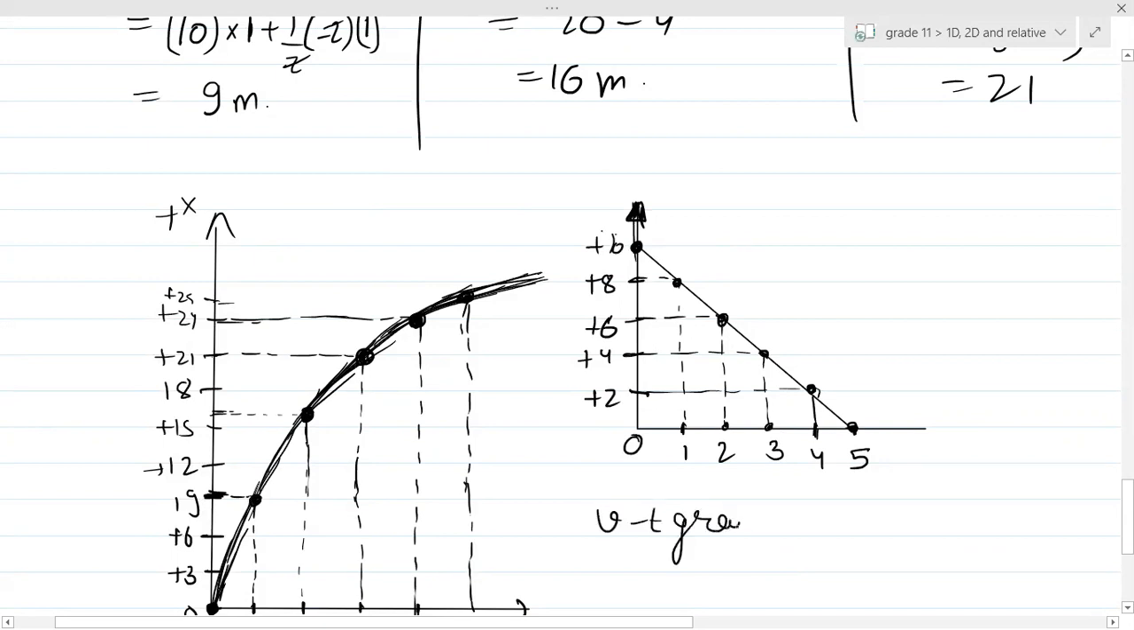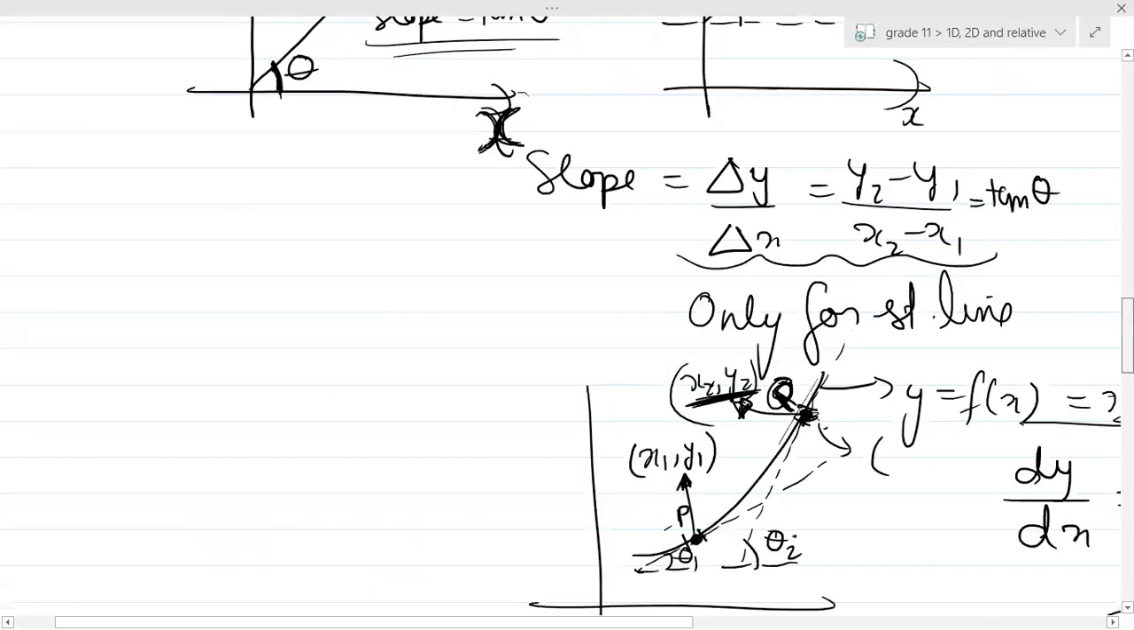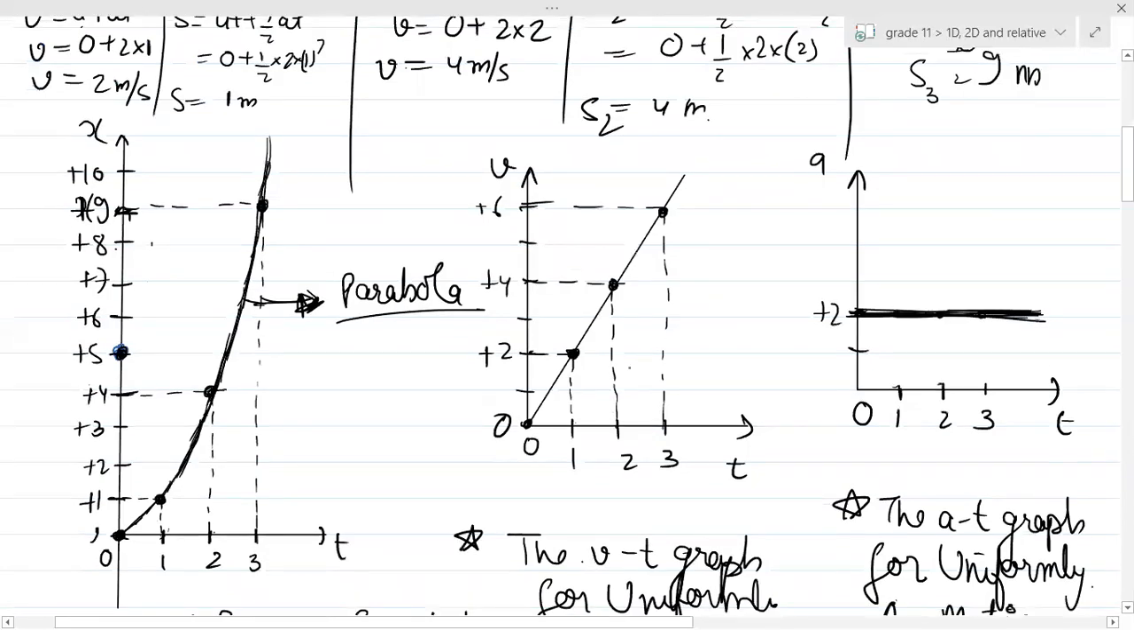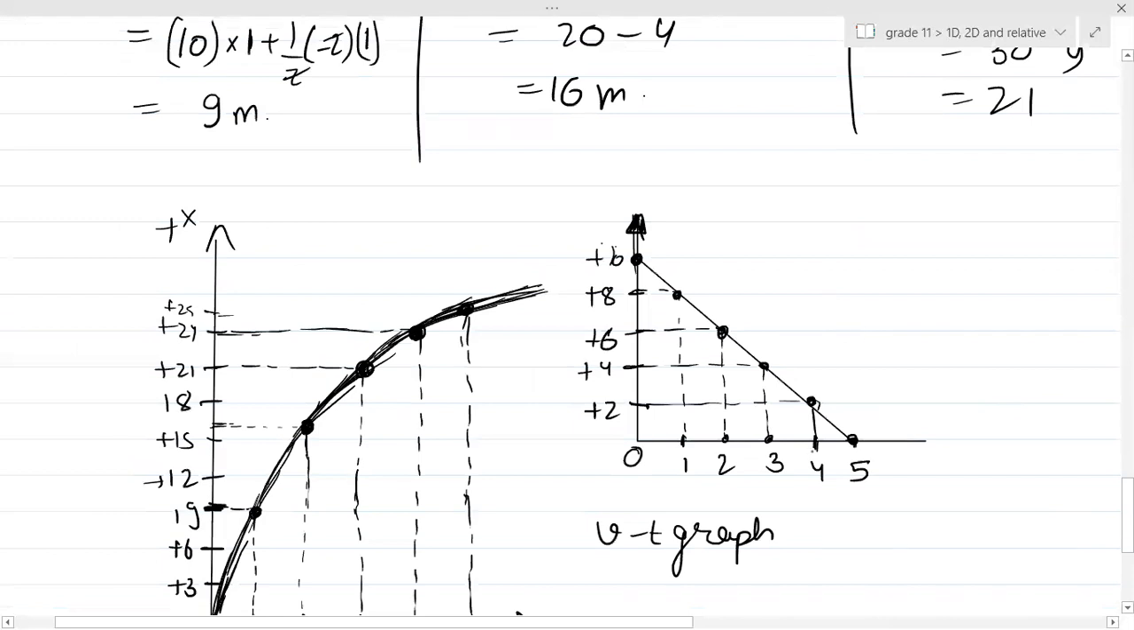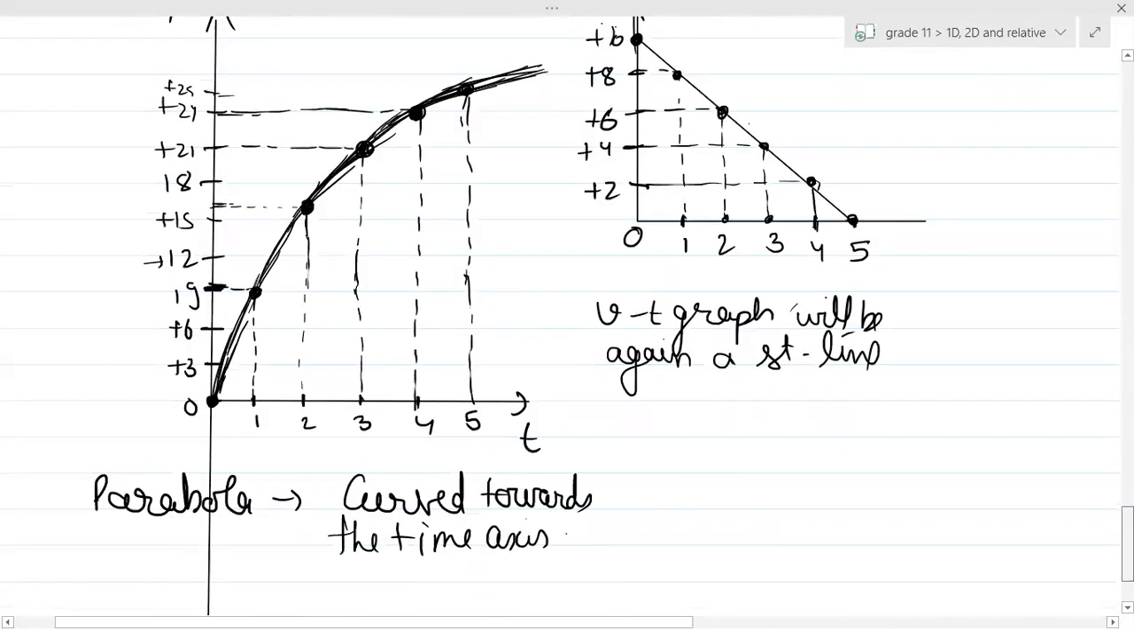Velocity time graph, again a sloped line, but can you see the slope is decreasing? Can I say the line is going down? Initially the line was going up, right? Can you see the line is going up? Here in this case the line is going down. So this velocity time graph will have a negative slope. It will again be a straight line with negative slope.